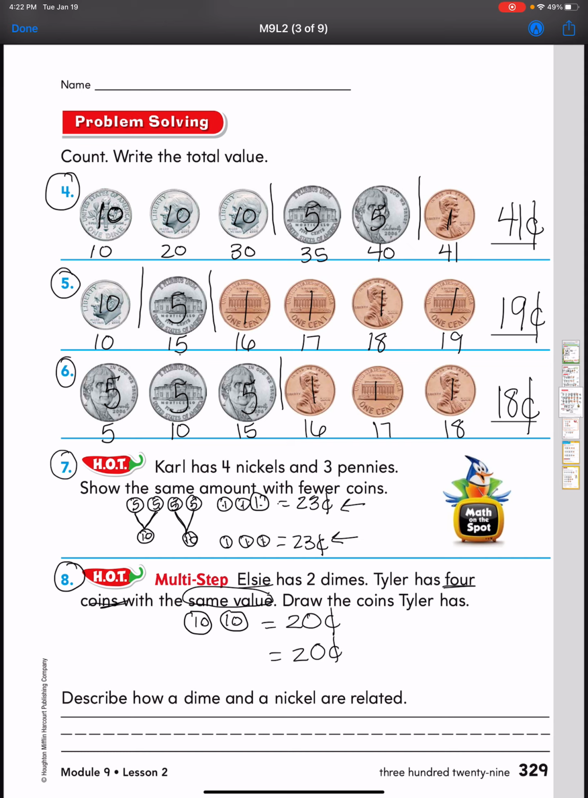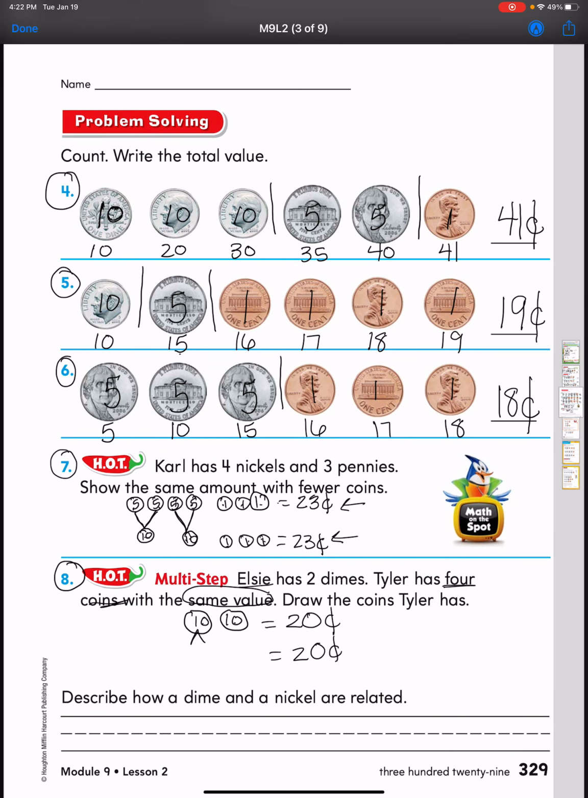So what could I do? Well, I know a 10 is made up of 2 5s, 5 and 5. And I know a nickel is worth 5 cents. So I can break my 10s down into 5s. 5, 10, 15, 20. It shows 20 cents and it has 4 coins.